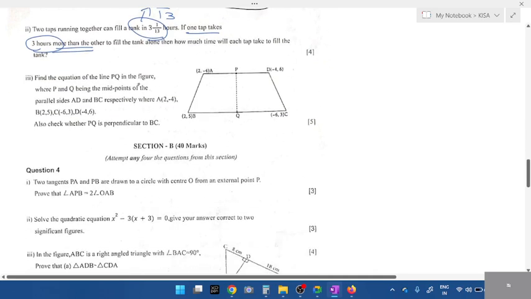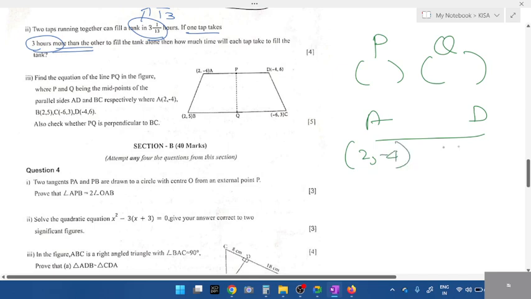Find the equation of the line PQ in the figure. If you want to find the equation of a line PQ, do we need the points of P and Q, right? If you want to find the point of P, what else information is given? Where P is the midpoint and Q is the midpoint of which one? P is the midpoint of AD. A is 2 comma minus 4 and D is minus 4 comma 6.